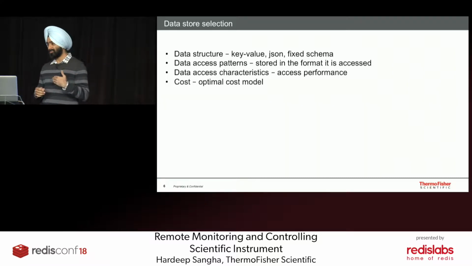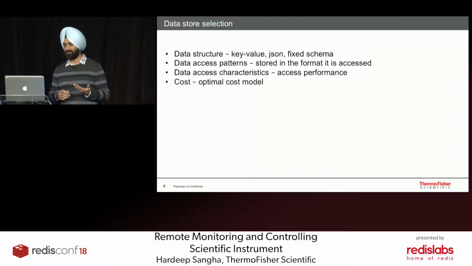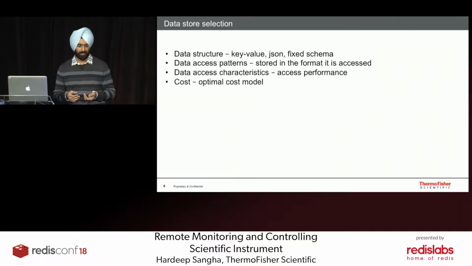That ties with your data access characteristics, right? Is the data sitting in a hot system? Is it warm or is it really cold? Is it in a cache? Is it sitting maybe in a key value store like S3, or is it somewhere else?